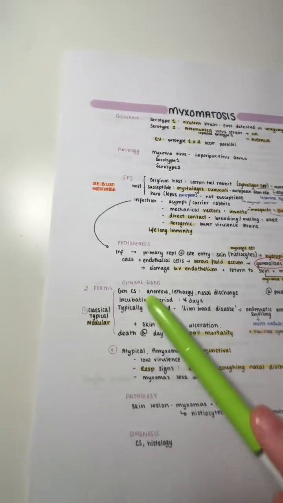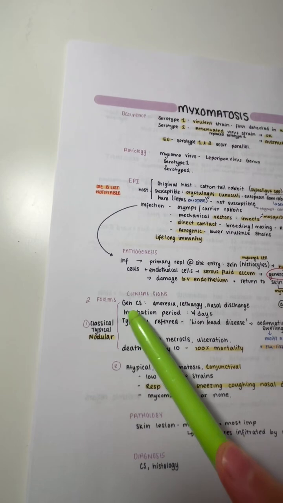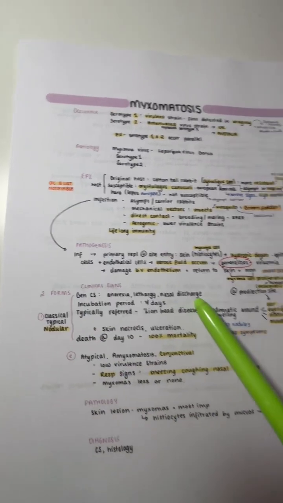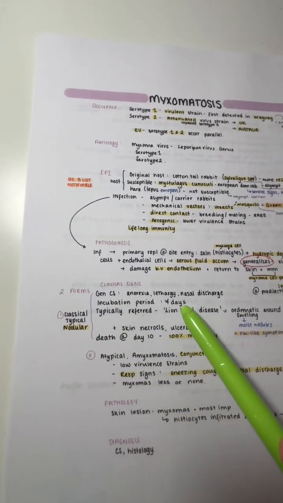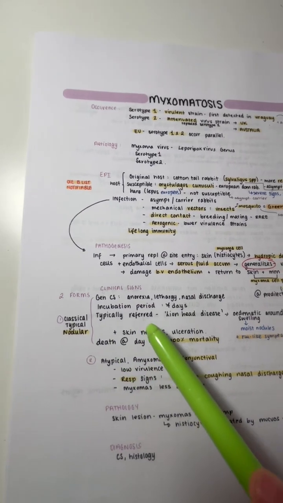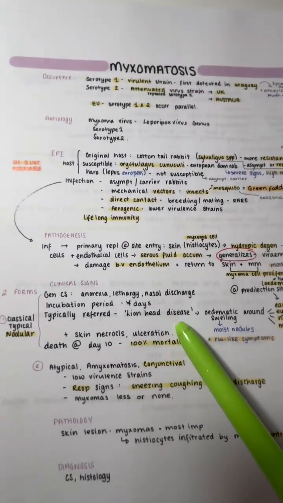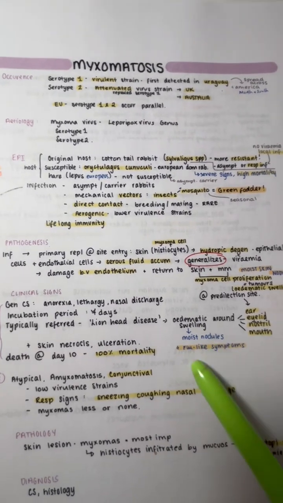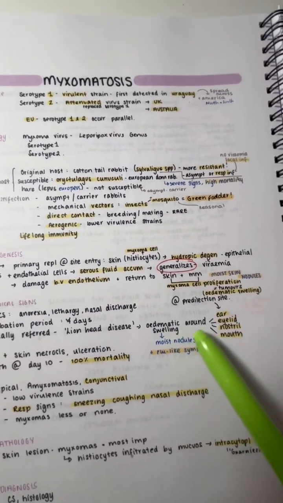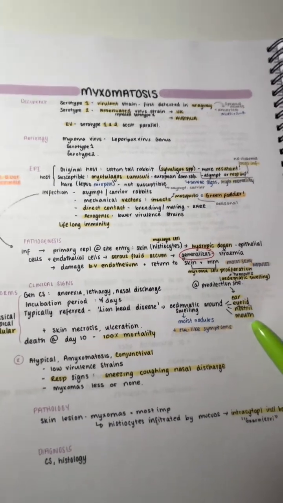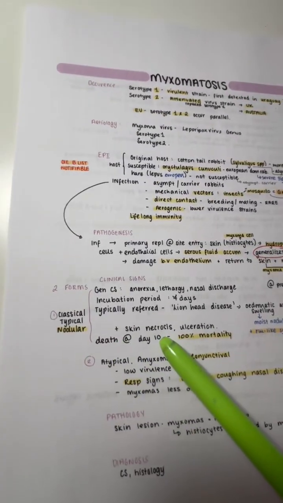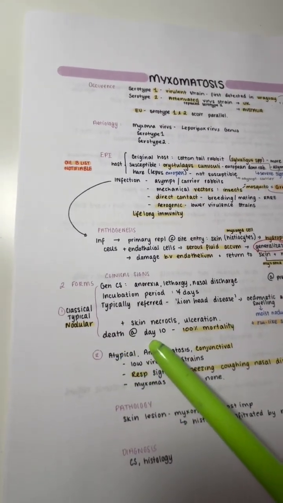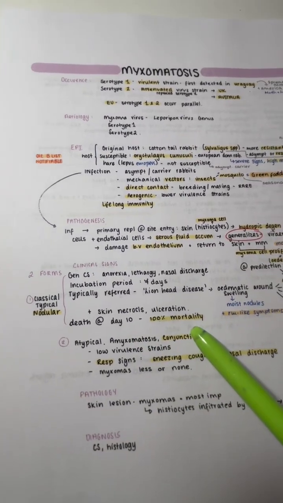So for the clinical signs, there are two forms. The general clinical signs are anorexia, lethargy, and nasal discharge. The incubation period is 7 days, and it's typically referred to as lion head disease. This refers to edematic swelling around the moist nodules and leads to flu-like symptoms. The edematic swellings are around the ears, eyelids, nostrils, and mouth. It can also cause skin necrosis and ulceration, and there's death at day 10, and it's 100% mortality.